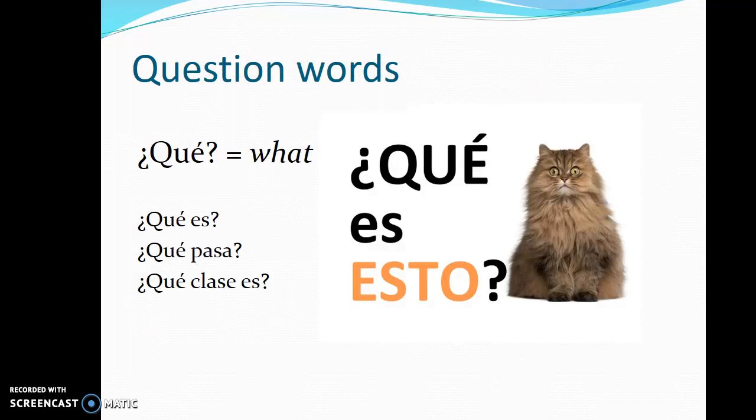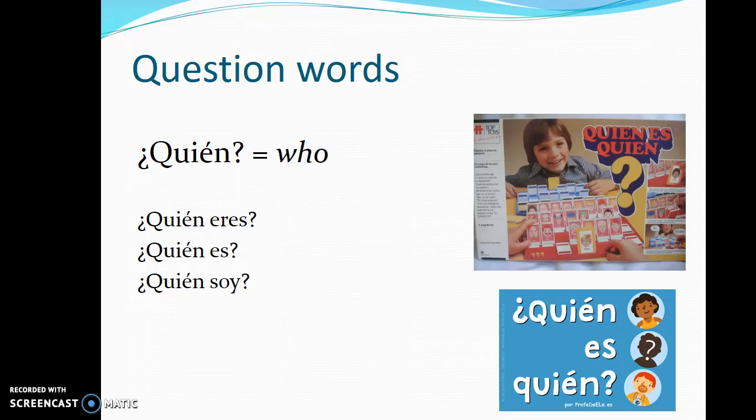Alright, so just to run through some question words, I didn't put them all on here. You can find those all in your book. We have qué, which we've seen since the very beginning. So, ¿qué pasa? ¿Qué es? ¿Qué clase es? What is this? ¿Qué es esto? We have quién. ¿Quién eres? Who are you? ¿Quién es? ¿Quién soy?